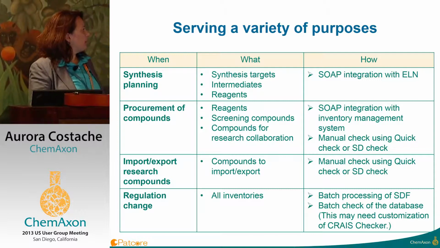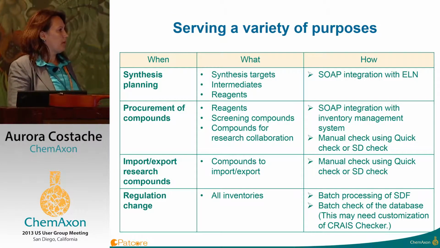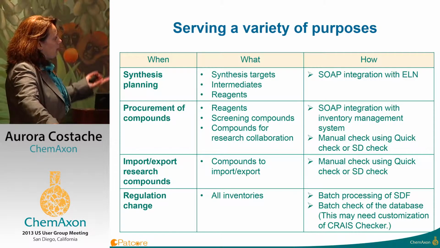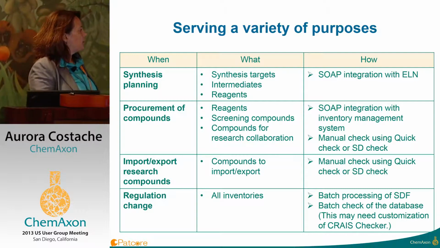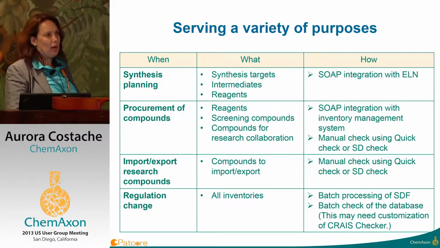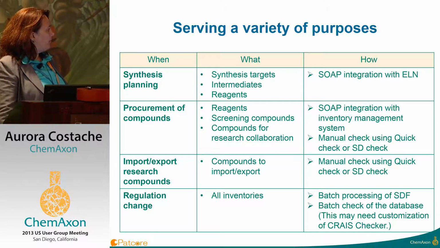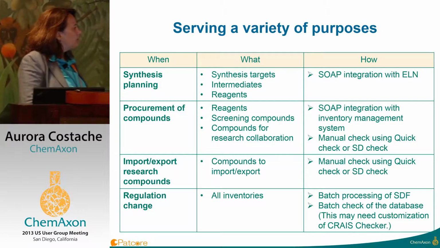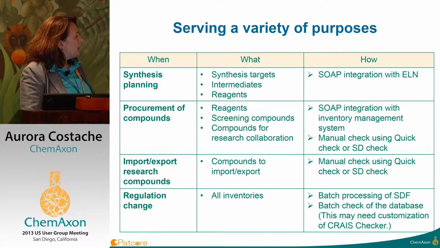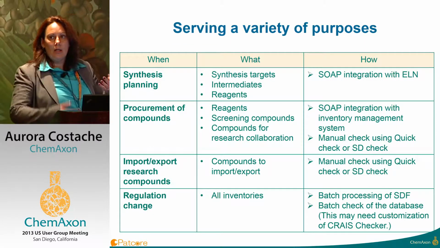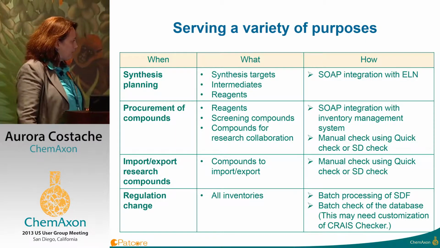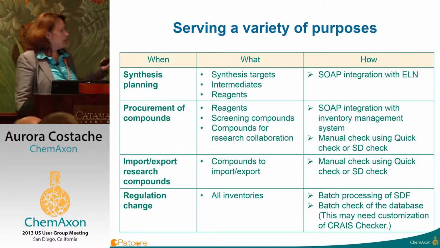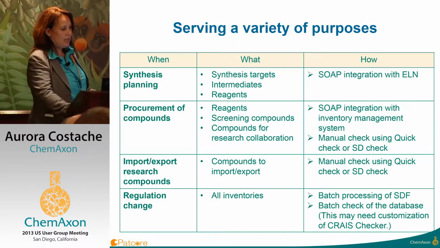And you can do that. You can integrate CRAIS Checker directly into an ELN system and check the substances directly through that. Also, when you purchase new compounds, you may want to check the reagents, screening components, and compounds for research collaboration, and see if they fall under any compliance laws as well. You can integrate CRAIS Checker into your inventory system if you want, but you can also do a manual check, a quick check and an SD check using the web interface, and I'll show you that in a moment. And the last two, as you can imagine, when you import or export research compounds, again you want to check them and see if they fall under any compliance regulations as well.